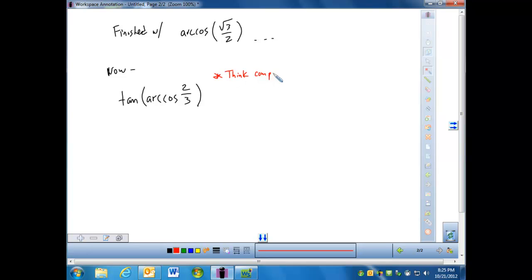We're taking the tangent of the inverse cosine of 2/3. Now think about what that means. The inverse cosine of 2/3. What's that mean? Translate that. That is, what angle has a cosine of 2/3? Alright, so we'll look at that part first. Then, once we find that angle, or once we have an understanding of what goes into making that angle, then we'll take the tangent of that.